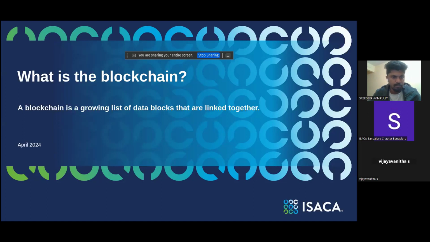So what is blockchain? A blockchain is a growing list of data blocks that are linked together. Consider we have a network, and if you are hosting your own node, let's say I'm hosting an Ethereum node on my system. From day one to the last minute, there's a ledger of who is transacting money or tokens or anything. These are all stored accordingly in every computer. So that's the thing when it comes to the blockchain.